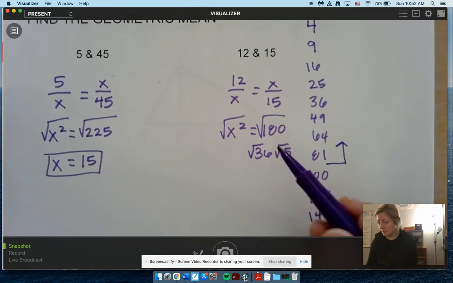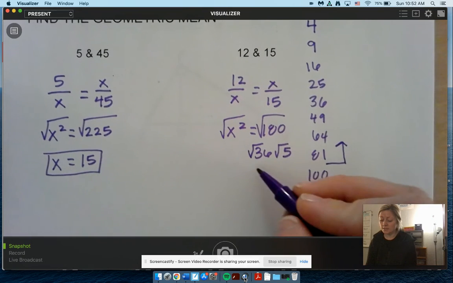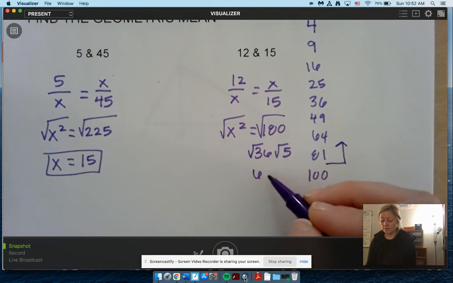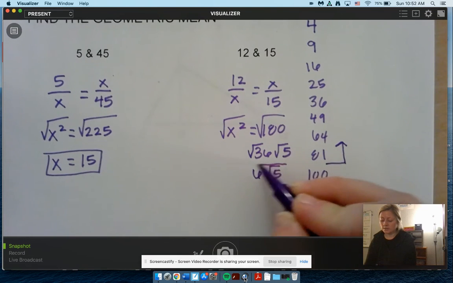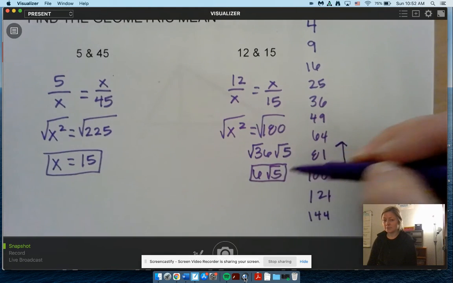So now what is the square root of 36? Well, we know that that is just 6. And then there is nothing that goes into 5. It's just root 5. So we reduced or simplified the square root of 180 to 6 root 5.